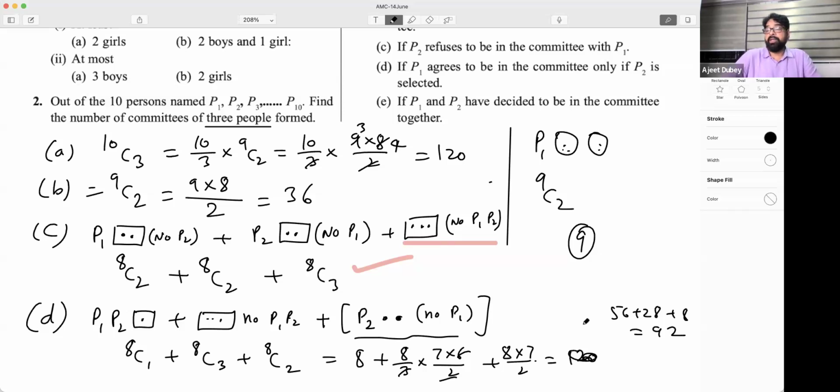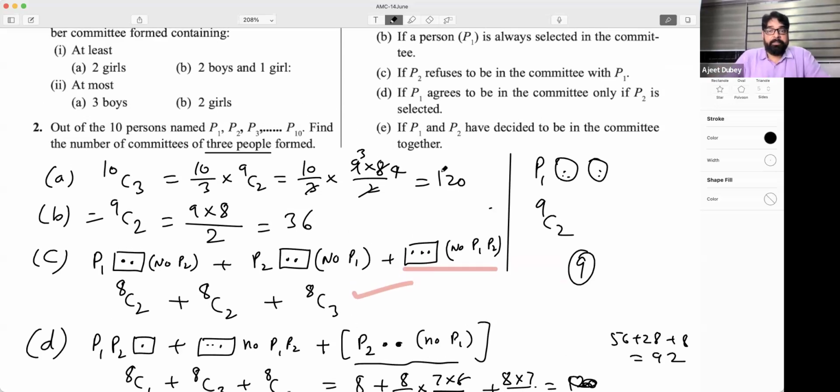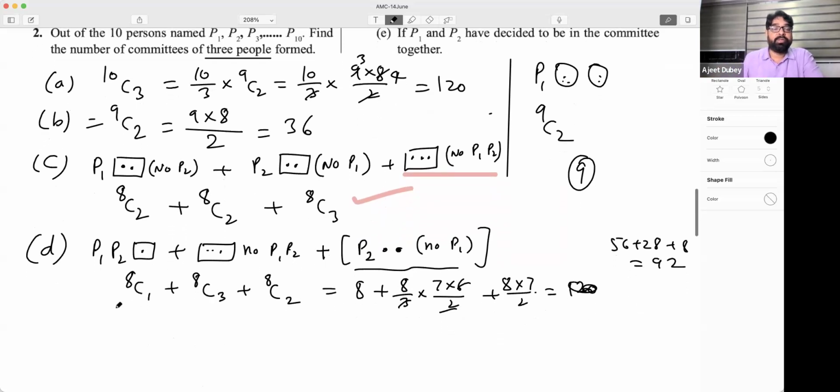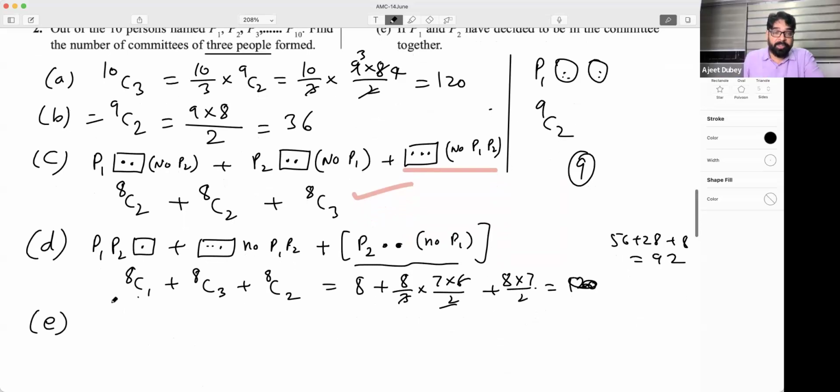Is everybody clear till here? Now, P1 and P2 have decided to be in the committee together. I think this is very simple. Sir, 8C1 plus 8C3. P1 and P2 should be together. It means either P1 and P2 will both come or both will not come. So 8C1 plus 8C3. You got these two parts. That will be your answer.